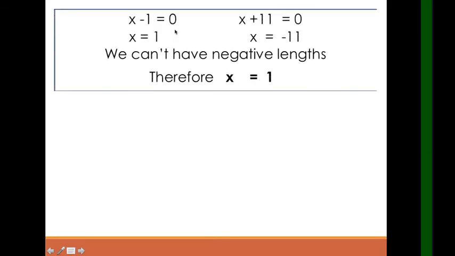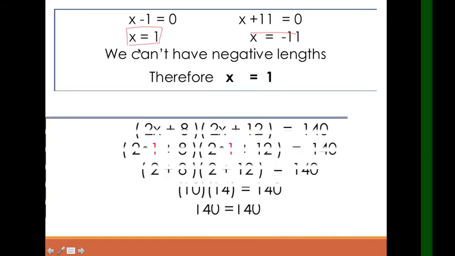Okay, so after this, sasagutin natin sila. So, we have x minus 1 equals 0. Ililipat mo siya, magiging x equals 1. X plus 11 equals 0. Ililipat mo siya, magiging negative 11. Okay, we cannot have negative length. So, i-disregard natin si x equals negative 11. So, ang gagamitin lang natin is x equals 1. So, therefore, yung width ng ating path ay equals sa 1.